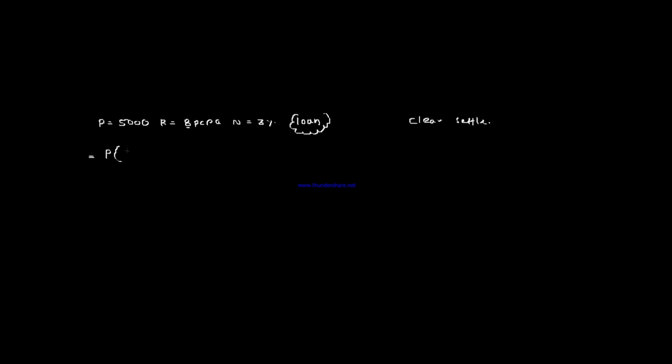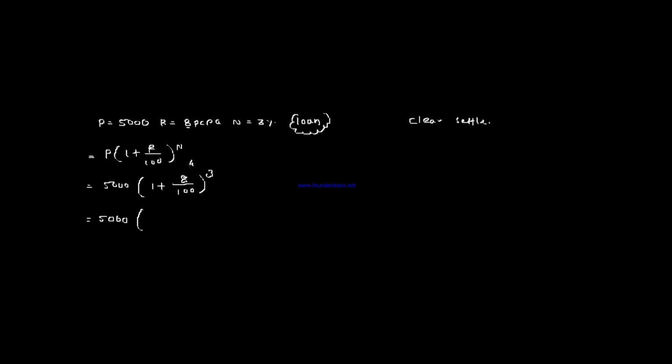A is equal to P into (1 plus R upon 100) raised to N. A is equal to 5000 into (1 plus 8 upon 100) to the power 3. Now the very first step that I told you to do is, first of all, we will see: can we simplify this fraction?